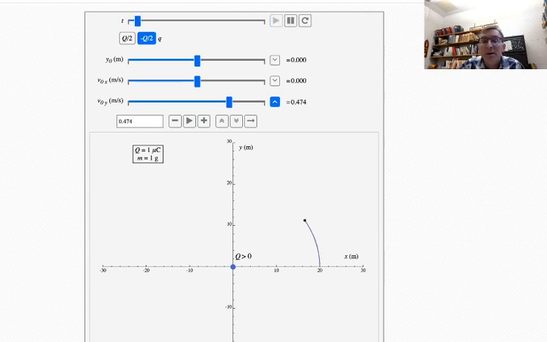Started from x equals 20, so we better go through y equals 20. And then x equals negative 20. Yep. And then y equals negative 20. Yep. And then back to x equals 20 again. And there's your circular trajectory.